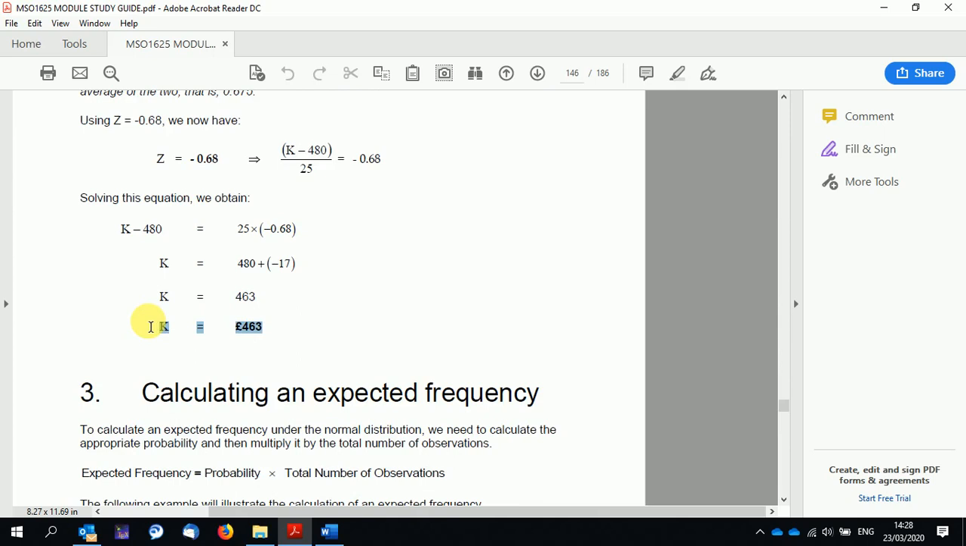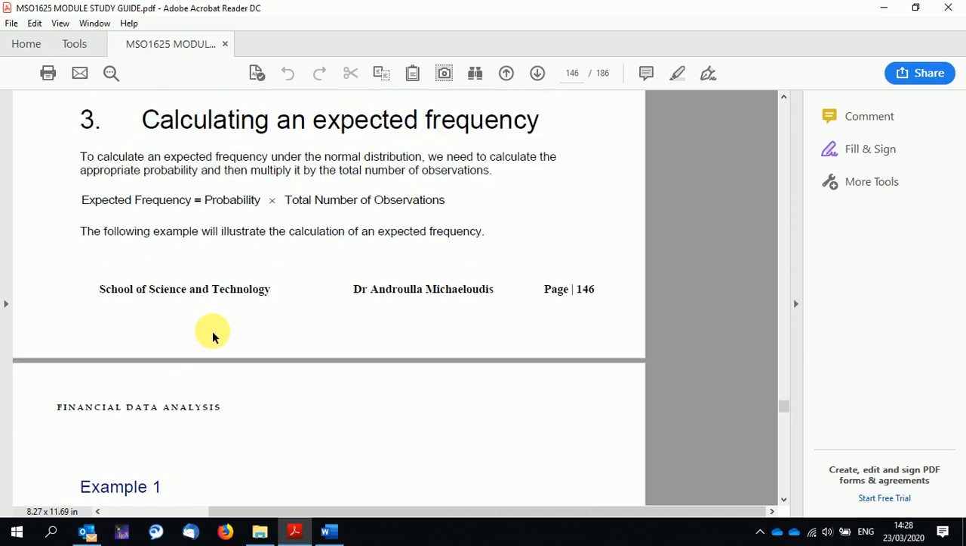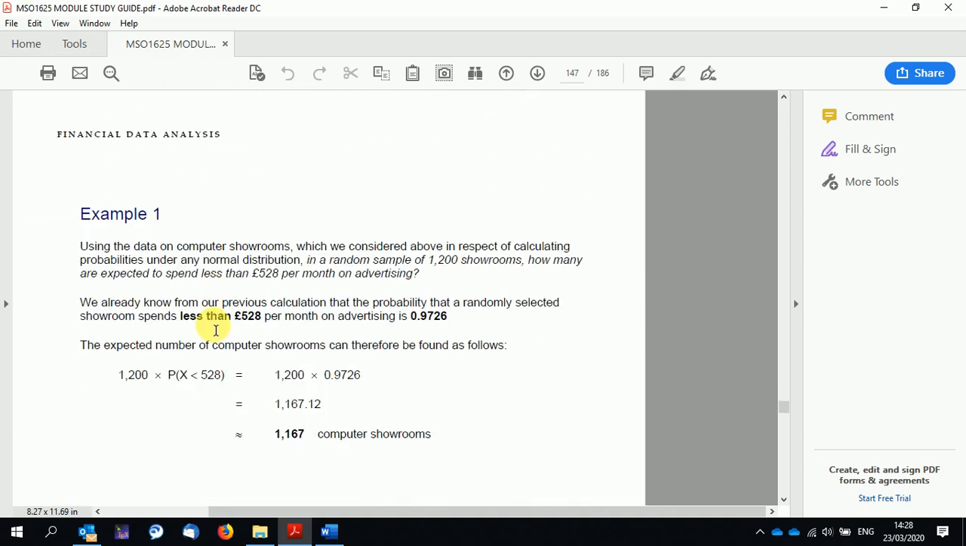Like I've said, the only step that you need is how to convert a general normal distribution to a standard normal distribution, and the answer is you subtract the mean and then you divide by sigma. Now the next part, that's the last part, is definitely an exam question, and it's the easiest question you can think of. Now, what if we have the probability? Let's think about it. The probability of spending less than 528 pounds, which we saw earlier, in one randomly selected showroom, is this much.